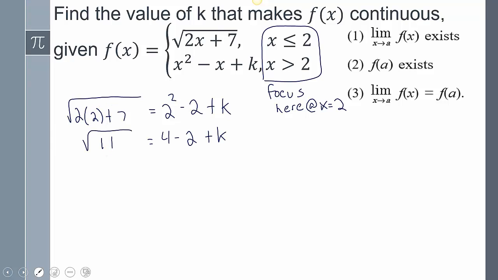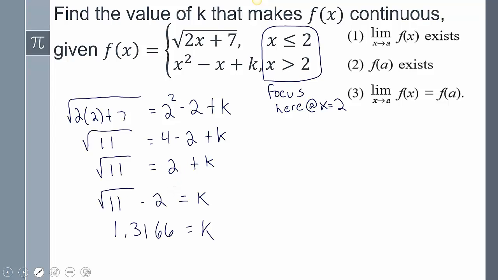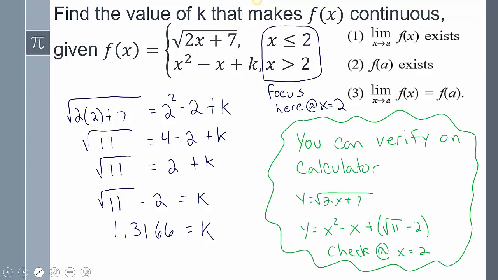Simplify this, that became square root 11, that became 2. Subtract 2 on both sides, enter that in your calculator, and you get k is approximately 1.3166. And so right there, that is the value of k that's going to make it continuous. And you can even verify this on your calculator. You can plug this in and check out at x equals 2, and you should find a value that's going to make it continuous. It won't say undefined, it's going to connect perfectly.